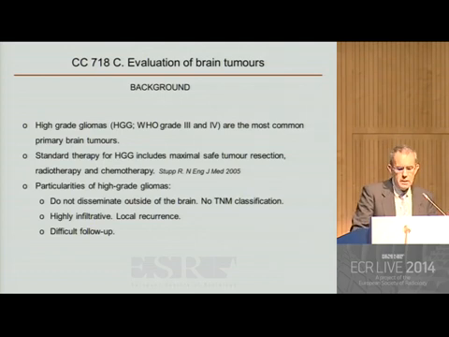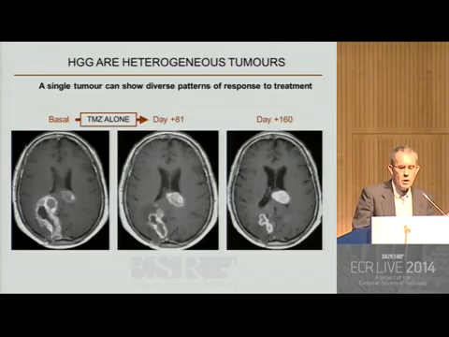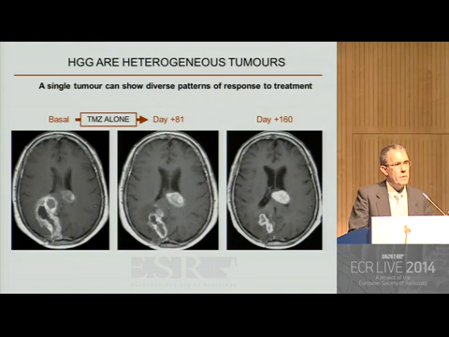Additionally, these tumors are very difficult to follow. The reasons for this difficulty are several. One of them is that these tumors are very heterogeneous, and we can find areas of grade 2, grade 3, and grade 4 on histology in the same tumor, and different tumors can show different patterns of response to the same treatment. And even in the same tumor, we can find areas that respond differently to the same treatment.